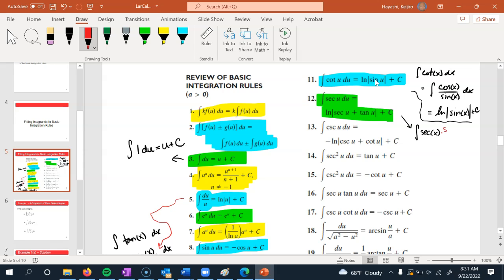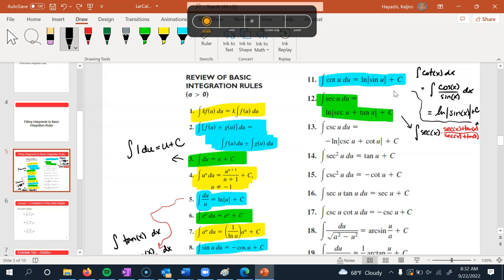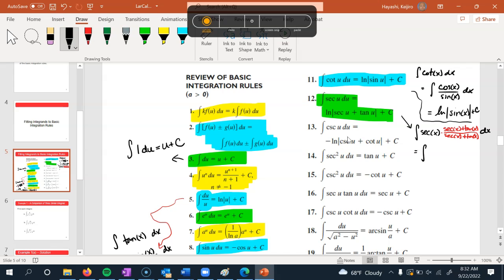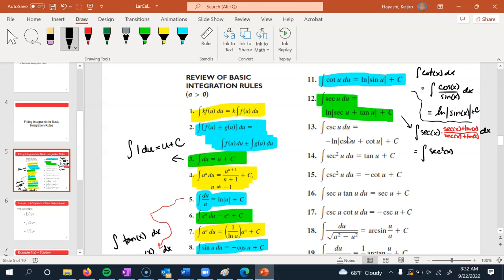But if you take this and you multiply it by 1 in the form of secant plus tangent over secant plus tangent, just imagine there's a dx, well then on the top you're going to get secant squared plus secant tangent. And on the bottom, you're just going to have secant plus tangent.